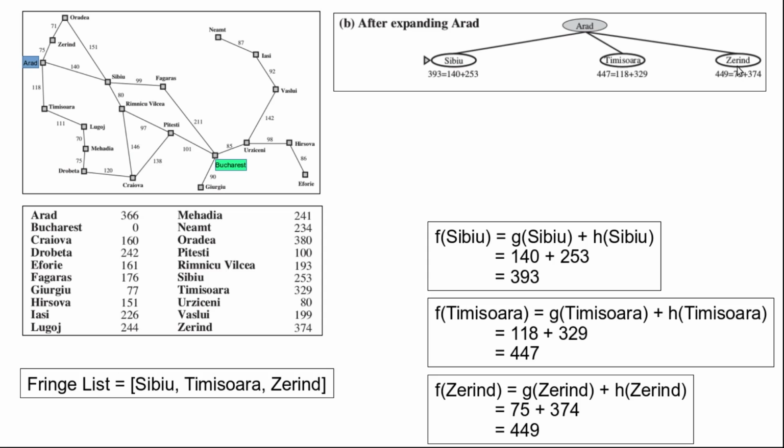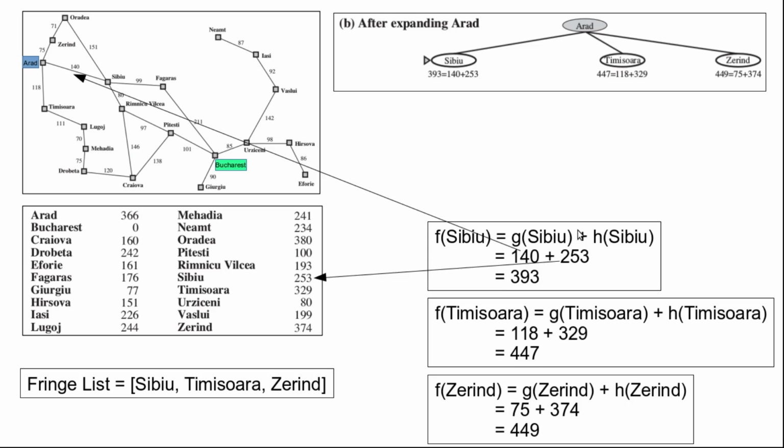And we already know the formula to calculate the F value. For example, the F value of Sibiu will be given by the G value of Sibiu plus the H value of Sibiu. The F value of Timisoara will be the G value of Timisoara plus the H value of Timisoara, and the F value of Zerind will be the G value of Zerind plus the H value of Zerind, because we know F of n is equal to G of n plus H of n. Now the G value of Sibiu: what we mean by G value is the cost, or the distance, of Sibiu from the start node. As we can see, from Arad to Sibiu the actual cost is 140, and hence the G value of Sibiu is 140.